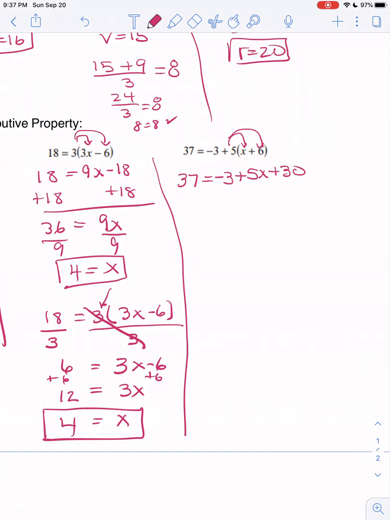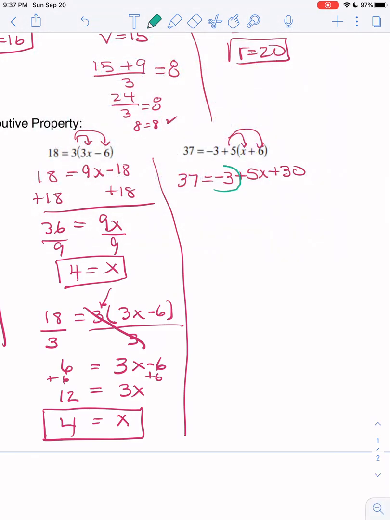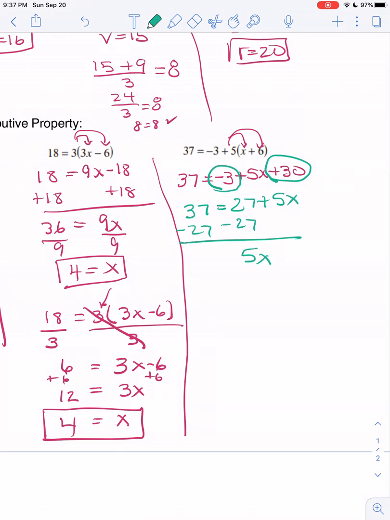Now that we did that, we need to combine like terms. Change colors so you can see a little bit better. We have a negative 3 and a positive 30. There are like terms. So that's going to give us positive 27 plus 5x. If you prefer your 5x first, you're allowed to do that. That's that commutative property we learned. Now let's get rid of that 27. We're going to subtract 27 from each side. And finally, divide each side by 5. It looks like x equals 2.